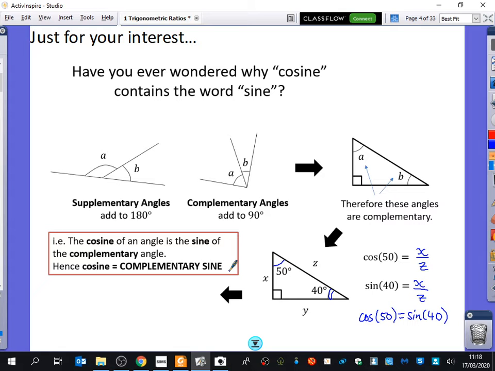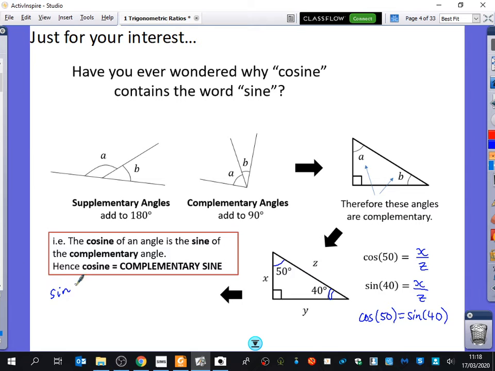And you can try that out. If I'm doing the sine of, say, 32 degrees, that would be the same as the cosine of 90 minus 32, which is 58, okay? So that's actually why we have this language of putting a co in front of something. It's because it's complementary. So I'm just going to write a couple of questions here.